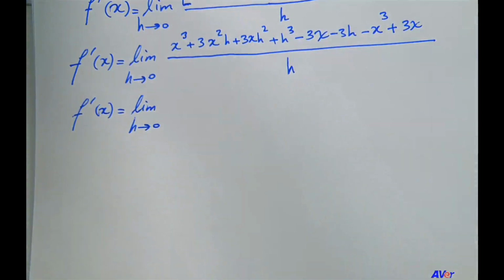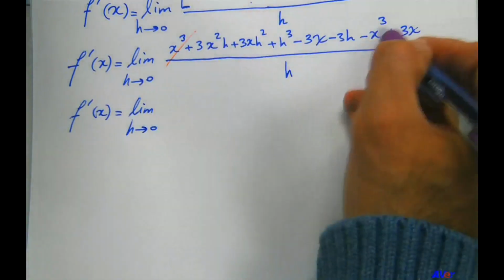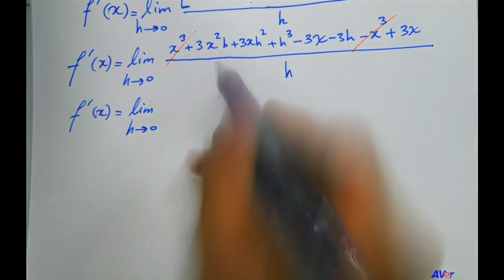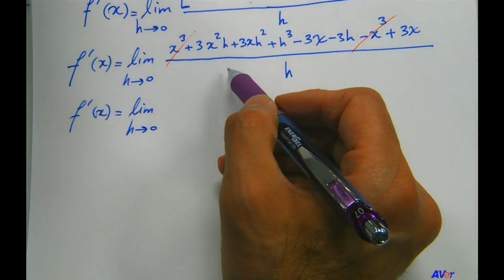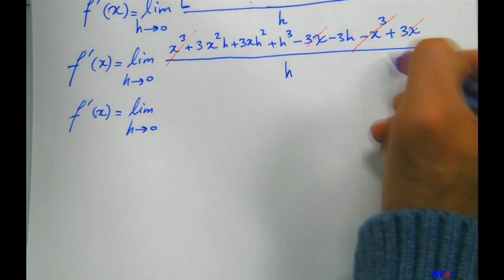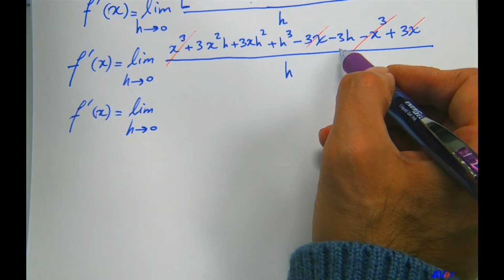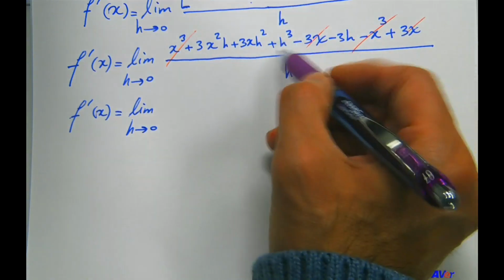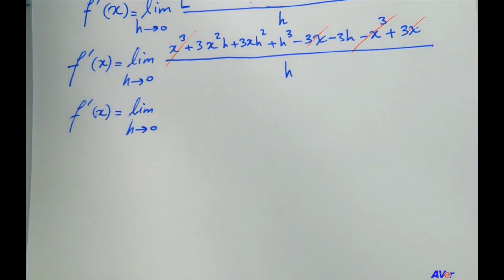Let's see. So we have the x cubed, that one, and minus x cubed cancel each other out. We have, let's see, what else we can cancel out. We have minus 3x, right? That one and positive 3x cancel each other out. Do we have anything else that we can cancel out? Doesn't look like it. Okay, so let's write the rest of it down.